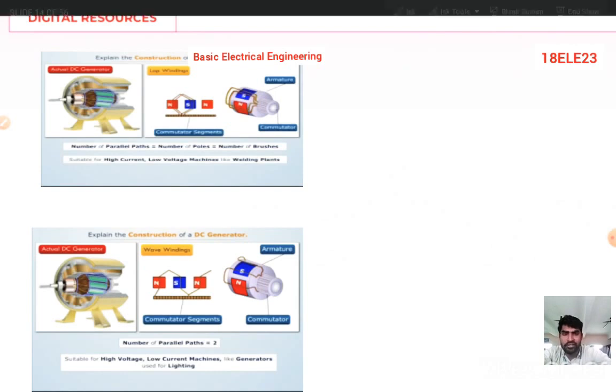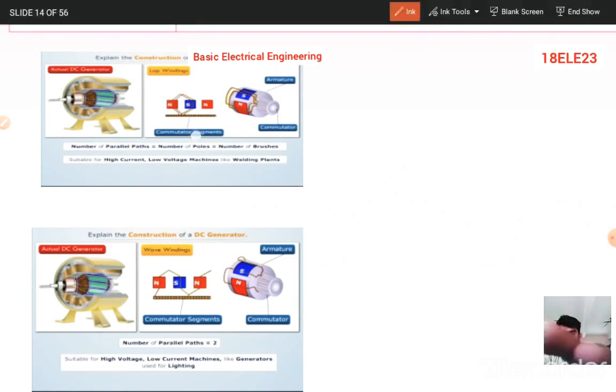This structure is like a lap, a lap-like structure, but this one is a wave-like structure. In wave winding the number of parallel paths is equal to 2. Here the number of parallel paths is equal to the number of poles. Wave winding is suitable for high voltage, low current machines, such as generators used for lighting purposes, and lap winding is for high current, low voltage applications.